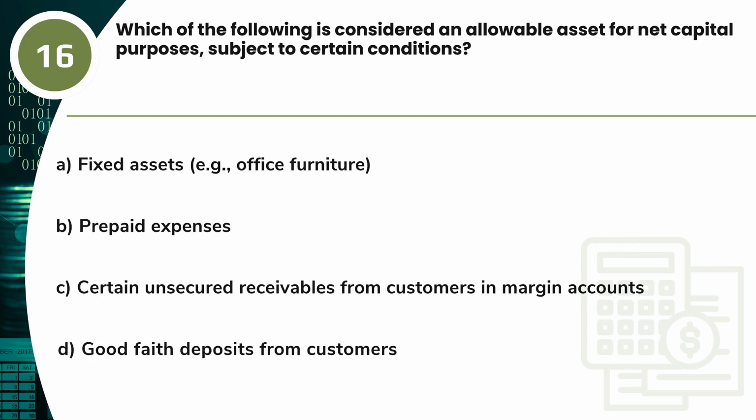Question 16. Which of the following is considered an allowable asset for net capital purposes, subject to certain conditions? A. Fixed assets, e.g. office furniture. B. Prepaid expenses. C. Certain unsecured receivables from customers and margin accounts. D. Good faith deposits from customers.